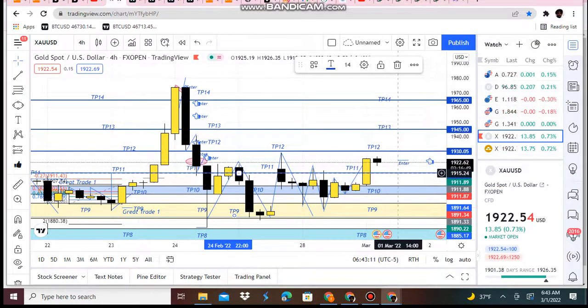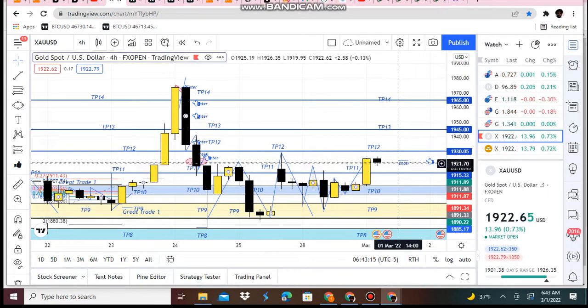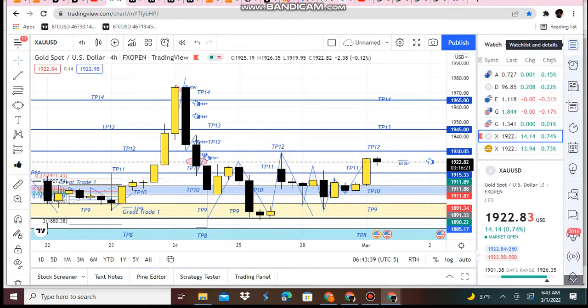Take profit 11 at 1915, and then eventually heading down to take profit 10. Take profit 10 starts at 1914, and we're heading to take profit 10. This is all take profit 10 right here. Once we see price go below 1900, this is take profit 9 from 1899 all the way down to 1884, 1885. And I'll keep you updated with that, gang.